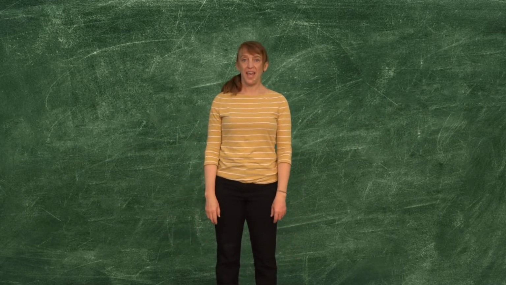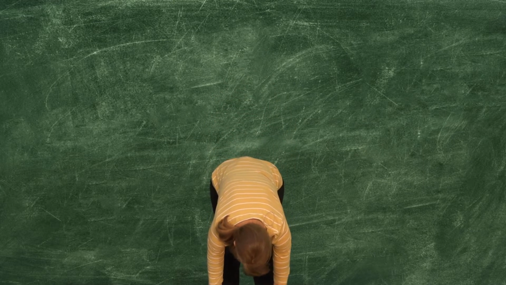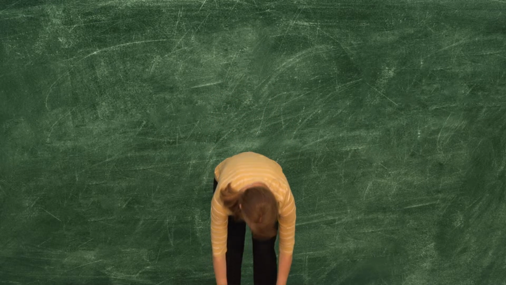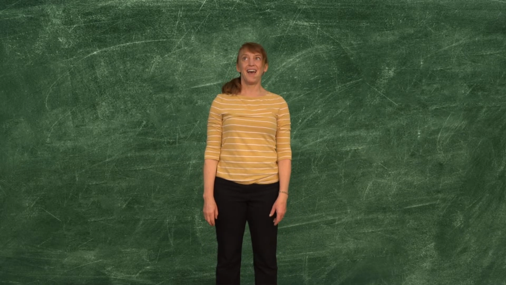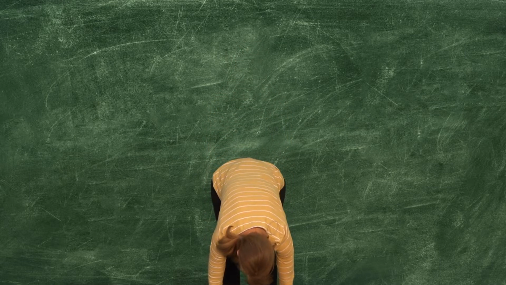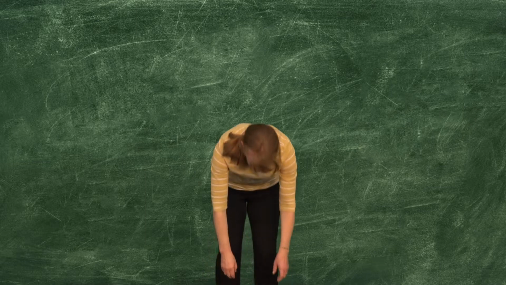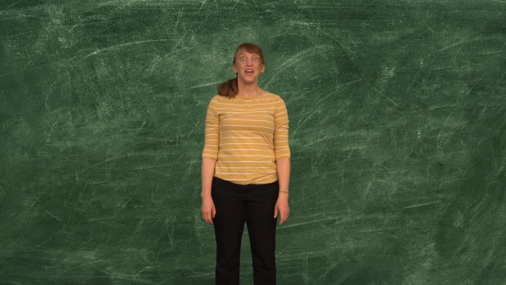And roll down. Head, neck, chest, waist, hips all the way down. Come up. Hips, waist, chest, neck, and finally your head at the very end. Again, head, neck, chest, waist, hips all the way down. Come up, hips, waist, chest, neck, and finally your head at the very end.